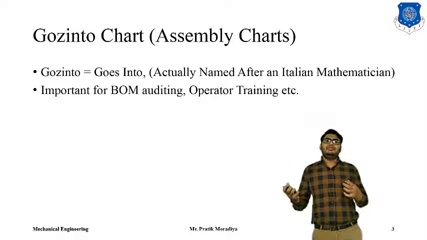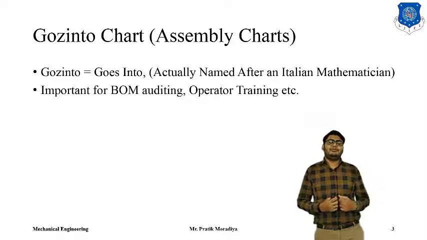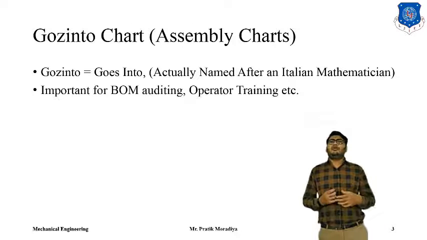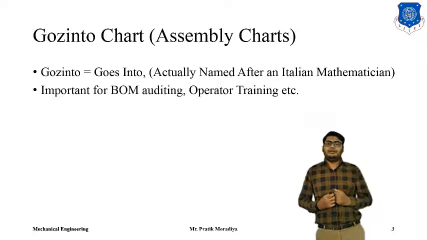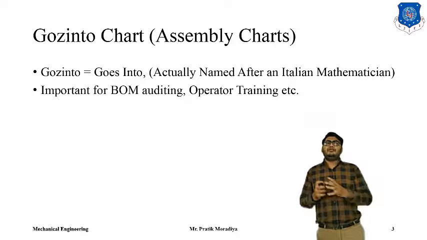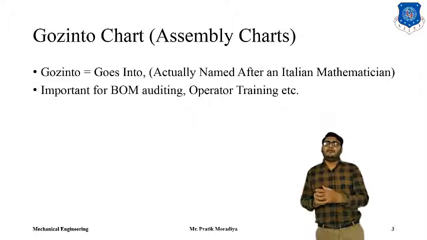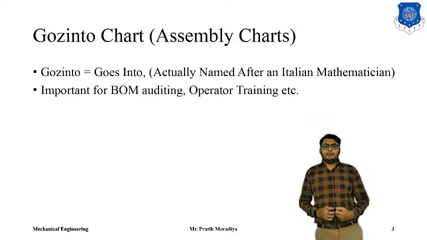If there is something which is needed in the Goes Into Chart but is not there in the bill of material, then you need to add it to your bill of material, because without that the assembly will not be completed. So we can audit our bill of material with the help of this Goes Into Chart. We can also use this Goes Into Chart for operator training. We give operators this Goes Into Chart and tell them, okay, these are the steps you have to follow to make a particular product.